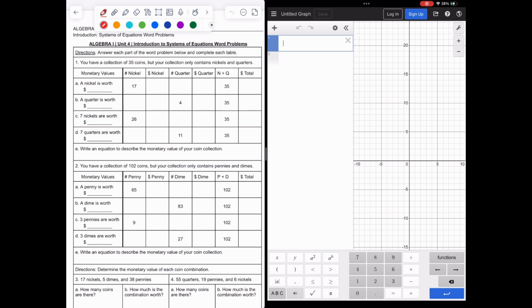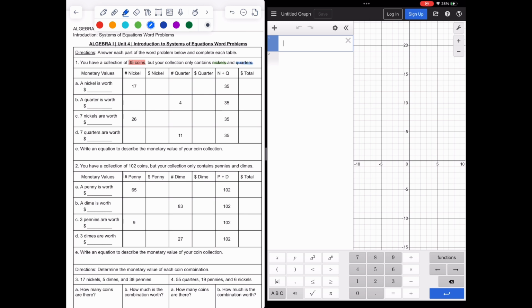So imagine that you have a collection of coins, but the kind of coins that you have are going to be a little bit different. We're going to use a lot of decimals, but we're also going to use a calculator a lot. So notice how I have Desmos up here. The first question here says that you have a collection of 35 coins. So imagine you just have a pile of 35 coins.